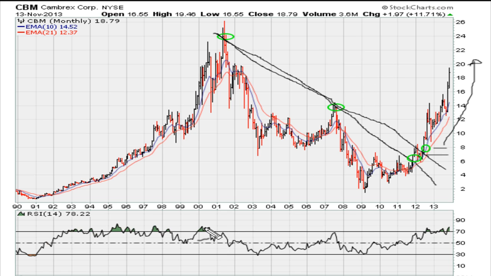And of course there's another primary trend line. If you get the high, see that there was an entry point here.